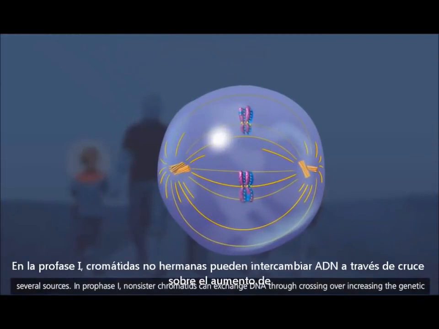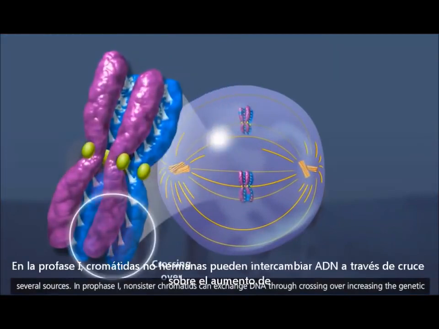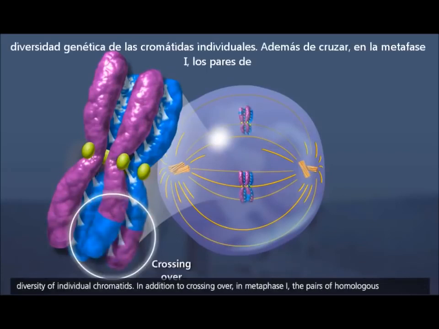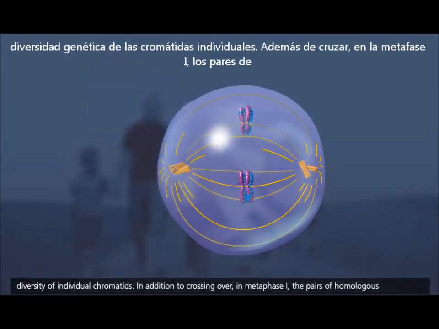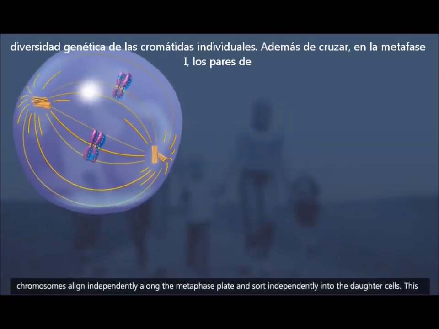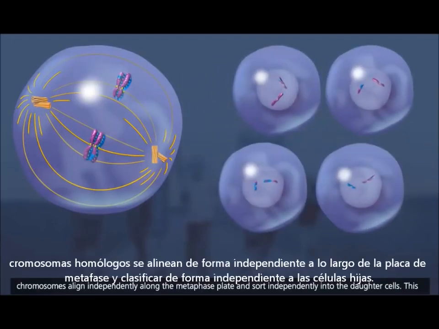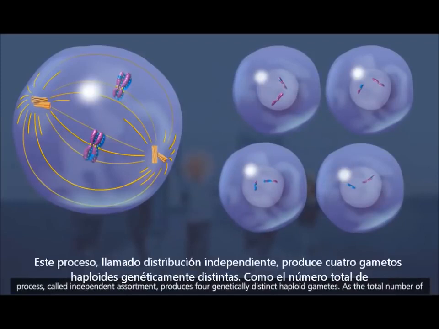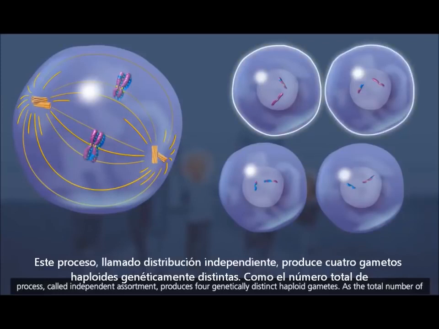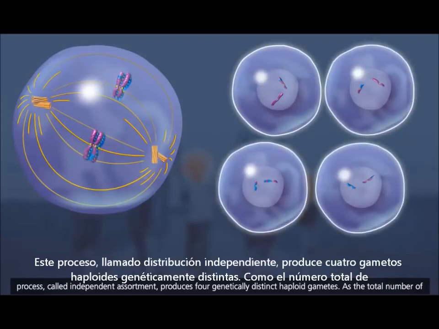In prophase 1, non-sister chromatids can exchange DNA through crossing over, increasing the genetic diversity of individual chromatids. In addition to crossing over, in metaphase 1, the pairs of homologous chromosomes align independently along the metaphase plate and sort independently into the daughter cells. This process, called independent assortment, produces 4 genetically distinct haploid gametes.